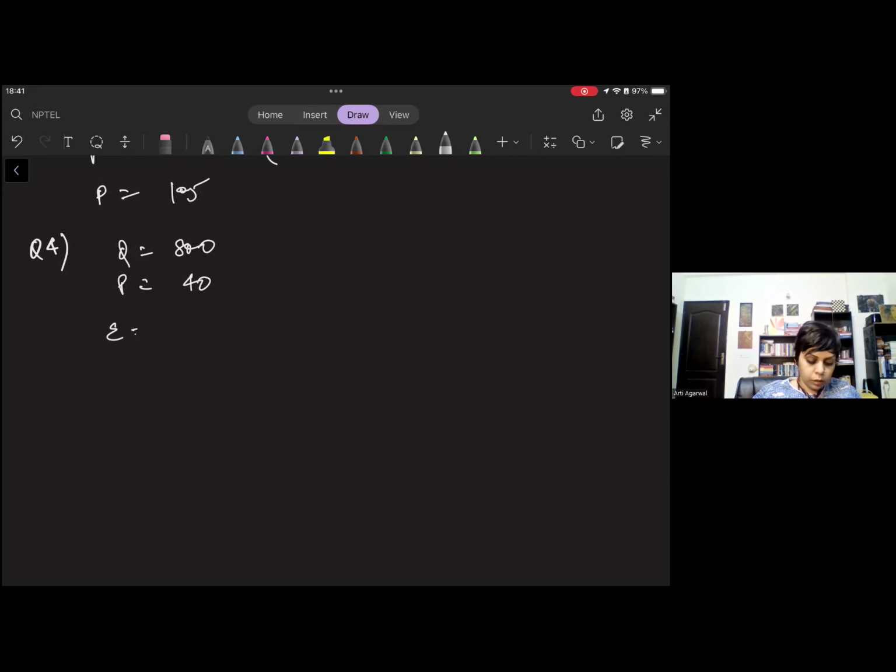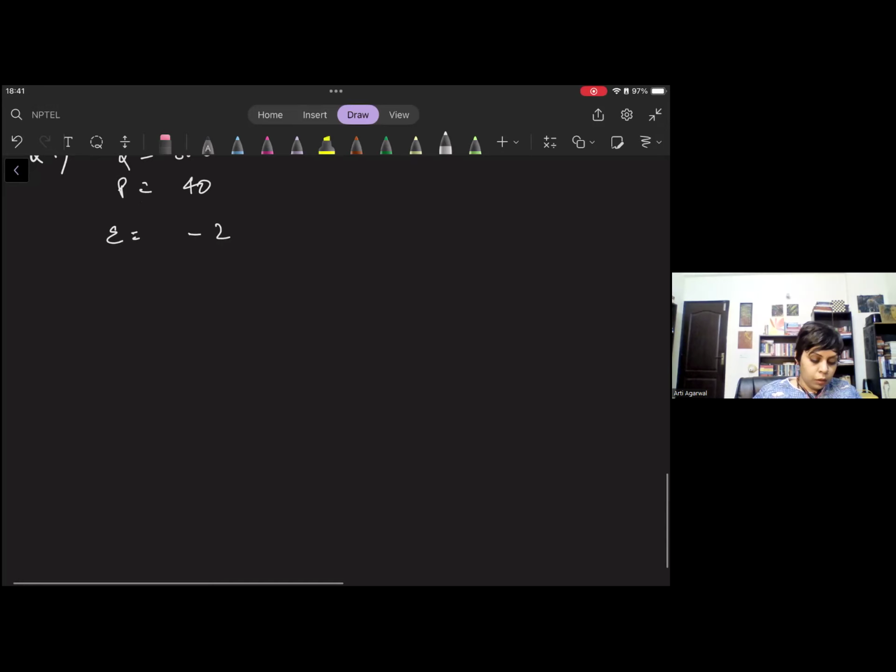Given epsilon is equal to -2. So now we know this relation, and this is pretty much all there is to it actually. If you know this relation, or if you know how to derive this relation, then that's it. You've done it.